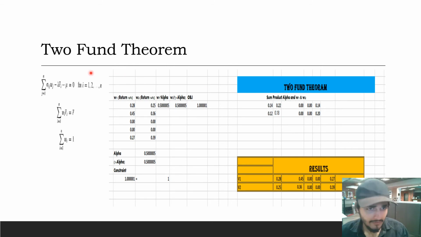Once the model is successfully run, I generalized the results using the two-fund theorem. Here you can see the formulation of the two-fund theorem. The notations are all the same as in the Markowitz model. So the two-fund theorem states that any two efficient portfolios can be used to generate an efficient portfolio each and every time.